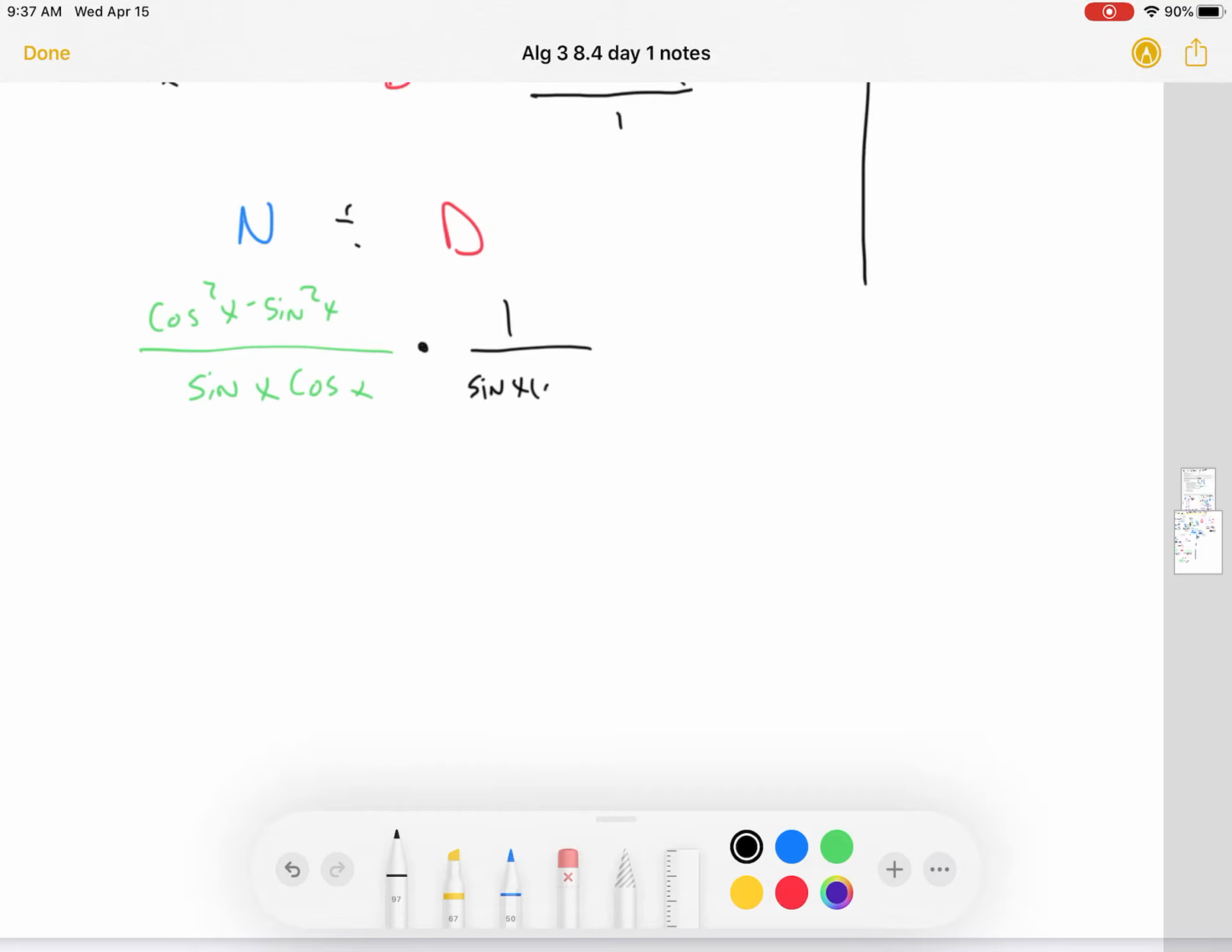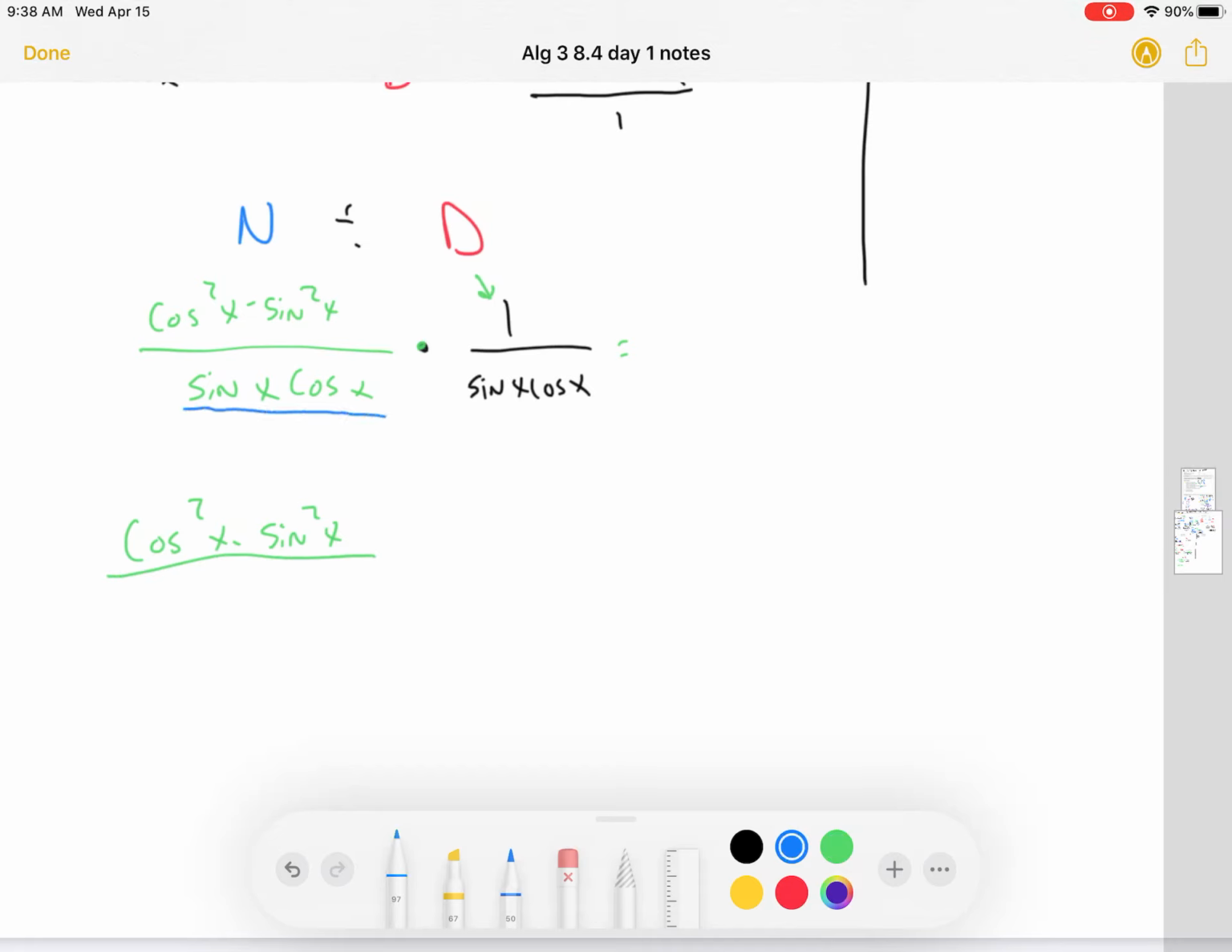1 over sine of x, cosine of x. Okay, well, now what are we able to do? Well, the top, we just multiply straight across. We're going to do this times 1. Again, cosine squared x minus sine squared x times 1. That just gives me cosine squared x minus sine squared x. Anything times 1 is just itself.